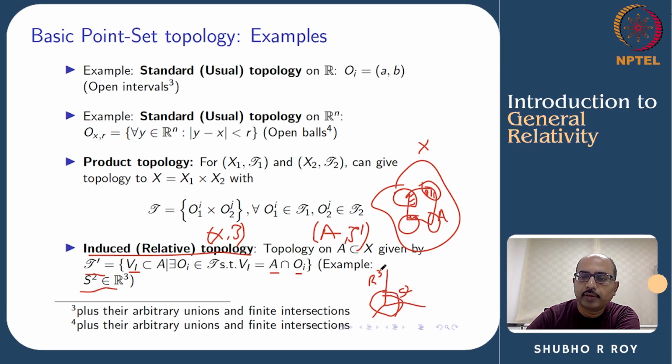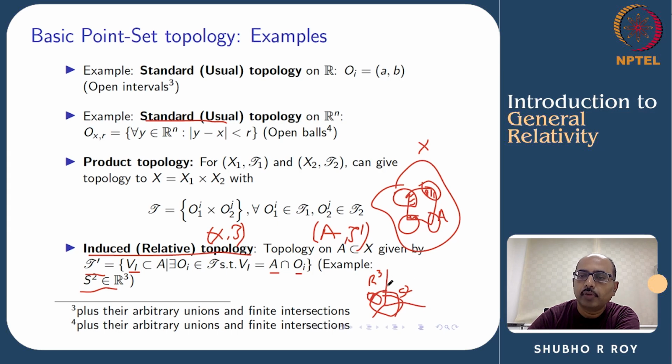S2 can be realized as a subspace of R3, and since R3 already has a standard topology, we can give a topology on S2. How do we give a topology on S2? By specification of the open sets. So the open sets will be: consider some open set of R3, which will be an open ball, and whatever amount it intersects on the surface of the sphere will give you an open set of the sphere.